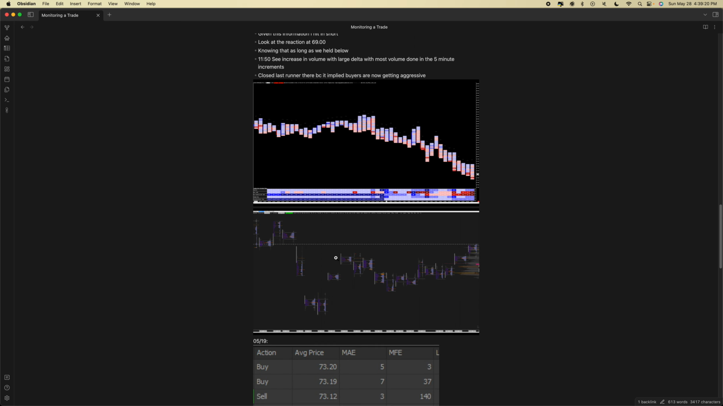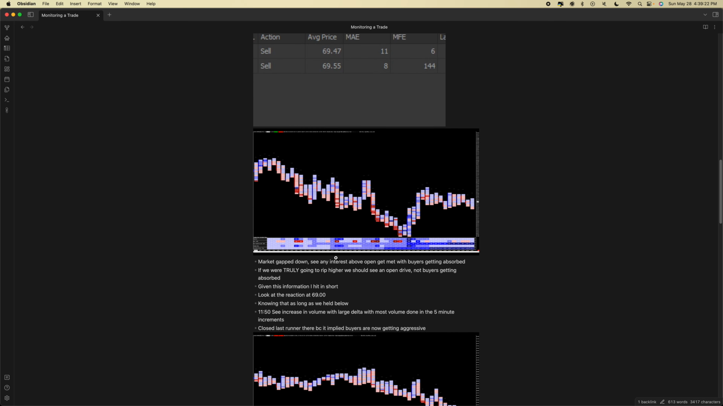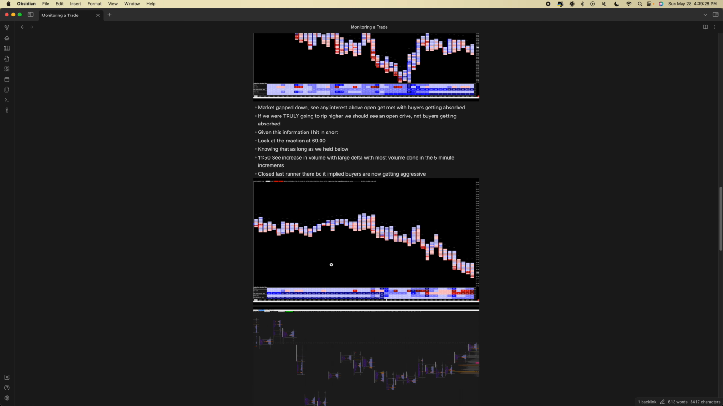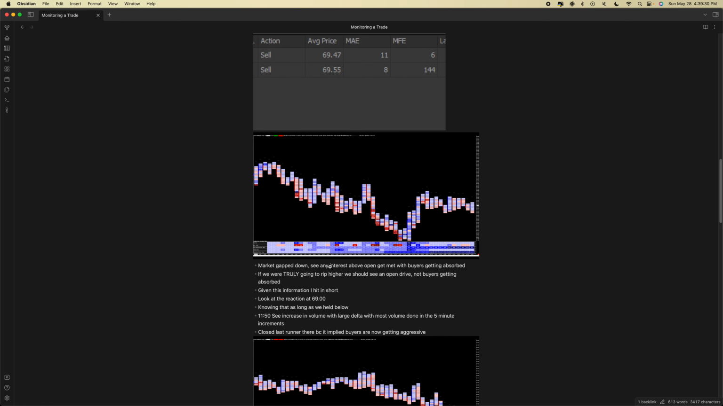And then I wanted to see how much volume we conducted near the open. Little to no volume conducted above the open indicates that we should just go with the gap. So all right, market got gap down. See any interest above open get met with buyers getting absorbed. If we truly are going to rip higher, we should see an open drive, not buyers getting absorbed.